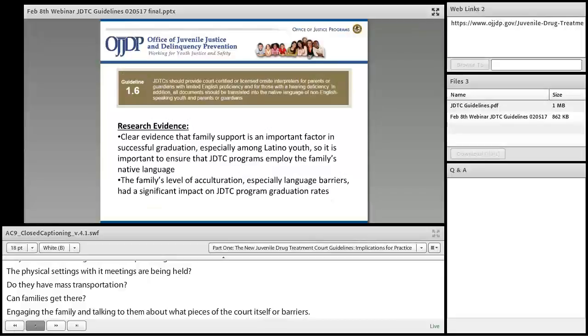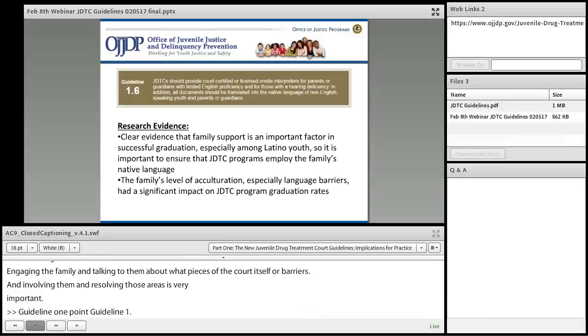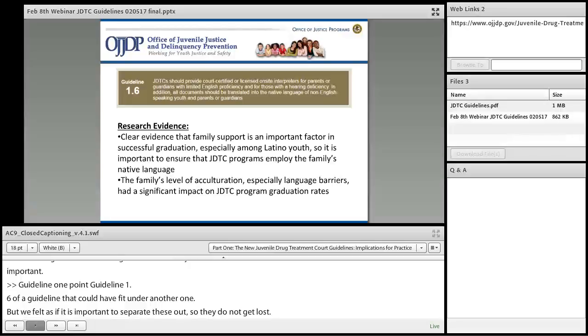So Guideline 1.6 is an example of a guideline that could have fit under another one, but we felt like it was important to separate these out so that it didn't get lost, right? So if we think about making sure that families are engaged and how that support is going to be critical for the young person to be successful in the program, one aspect of that is that when there's a language barrier, when the family is not engaged because of their level of acculturation or the language, that by itself is significant.